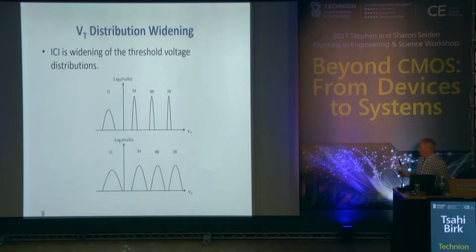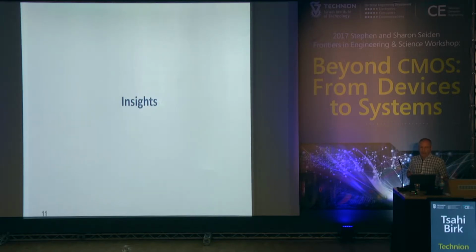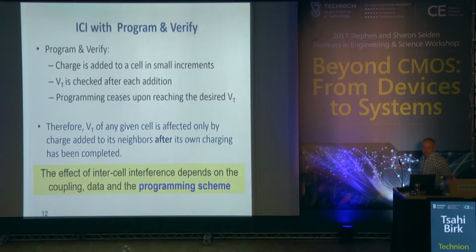And the result is that instead of having narrow distributions like you see here, they are widened. In fact, if you look carefully, they're widened in one direction because you can only pull in one direction. There are no charges the other way. Insights from all this. The program and verify, we said charge is added in small increments, and we repeatedly test until we reach the desired threshold level and stop there.